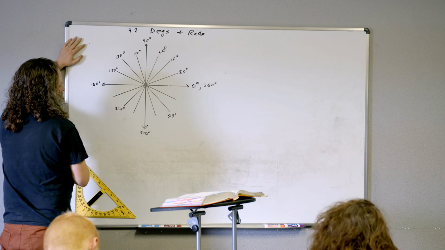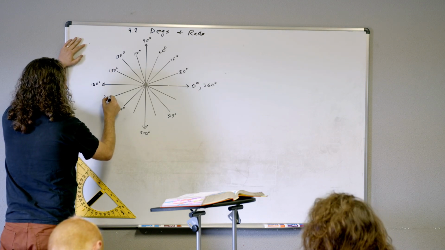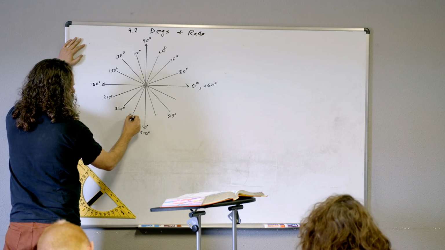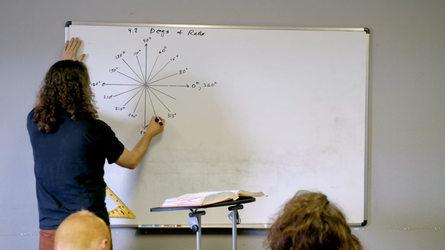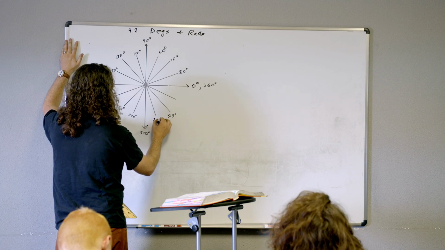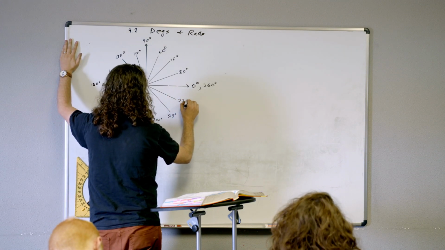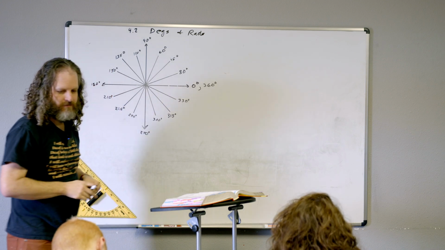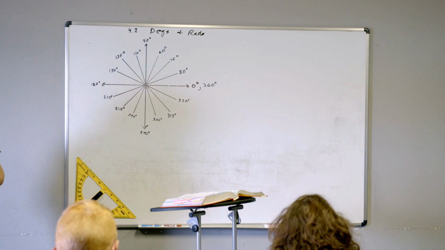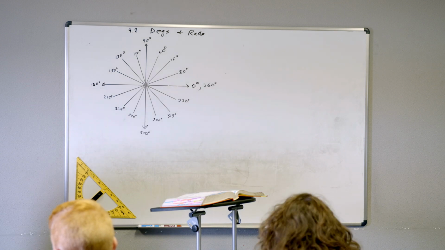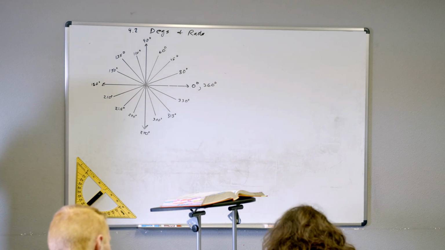What about this one? 210. And this one? 240. And this one? 300. And this one? 330. Everybody following where the numbers are coming from? Everybody following how the numbers are numbering? Good.